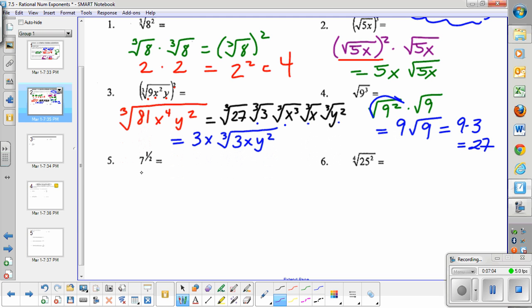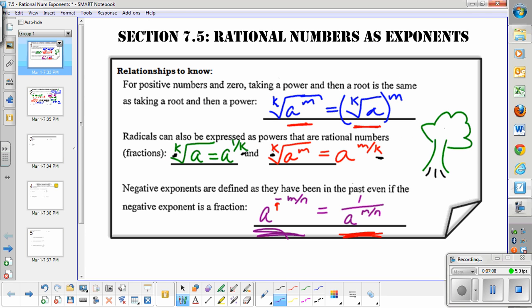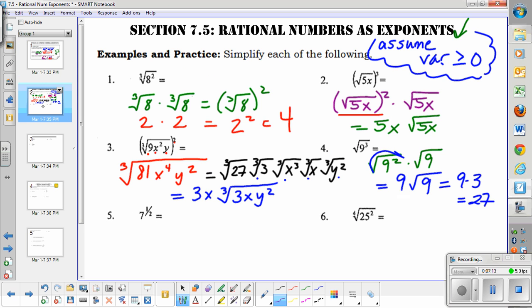Okay, the next one, let's think. How else can I write a fractional exponent? A fractional exponent can also be written as a radical. So let's see if that helps us. Square root of 7. Yeah, I think that's it. There's nothing else that can be done with that, so we'll just let that sit.